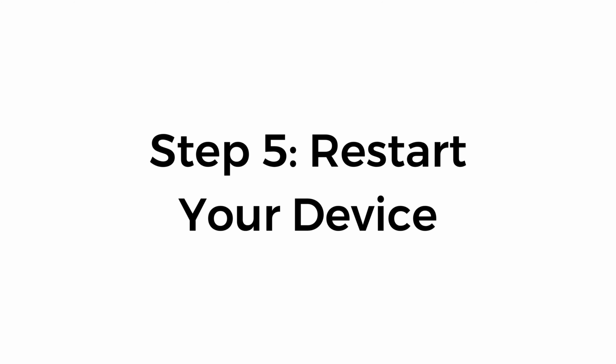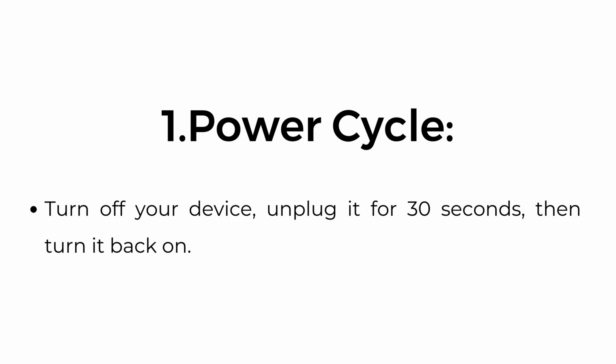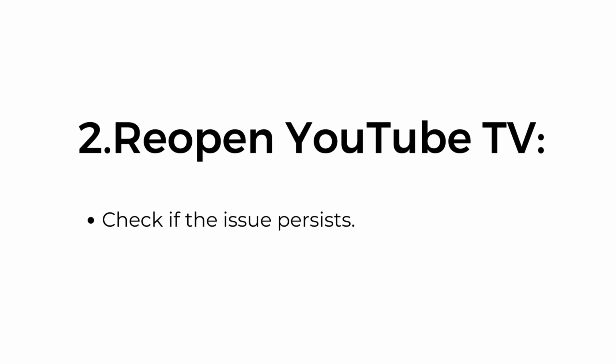Step 5. Restart your device. Power cycle: turn off your device, unplug it for 30 seconds, then turn it back on. Reopen YouTube TV and check if the issue persists.